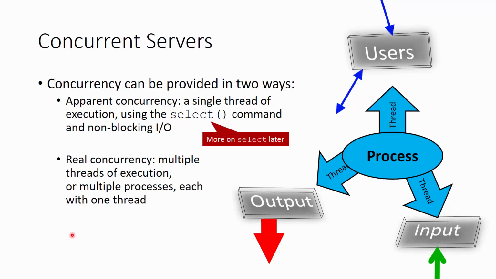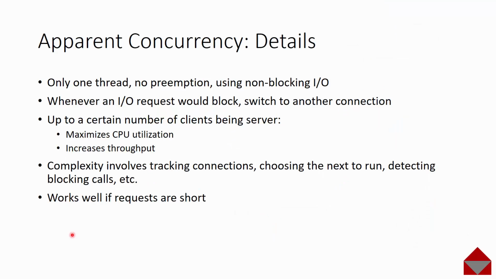So this example that we've seen before on the right, we've got some chat server that's trying to deal with users connecting and disconnecting, that is trying to send output out, and is trying to receive input to distribute everywhere. For apparent concurrency, let's take a look at some of the details. There is really only the one thread. It's a fake concurrency after all. There's no preemption. We're not going to use non-blocking I/O because that would stall everything. So whenever an input-output request comes in that would block, so read some giant file off the hard drive, or write something down to the hard drive, then go ahead and just switch to another connection.